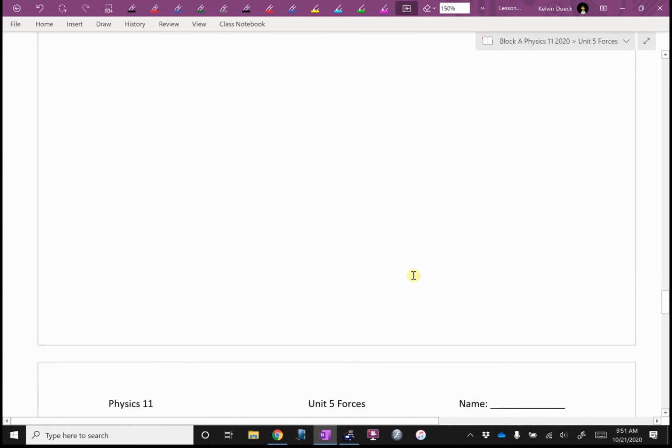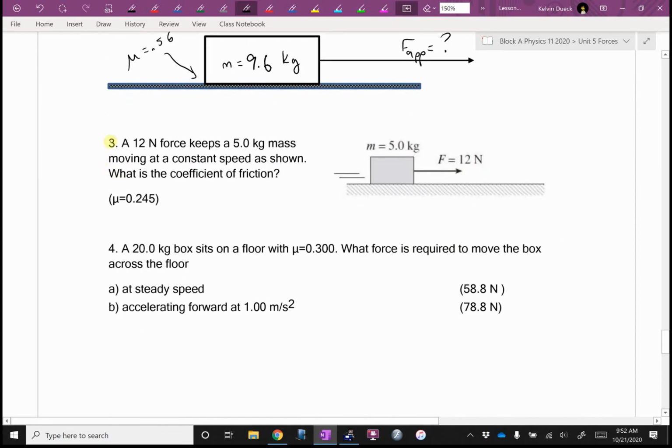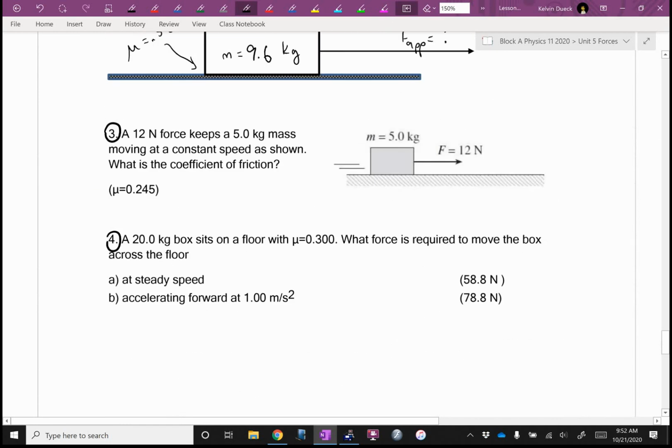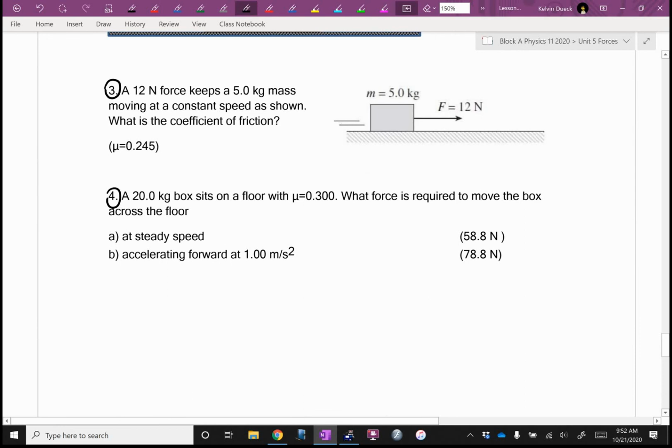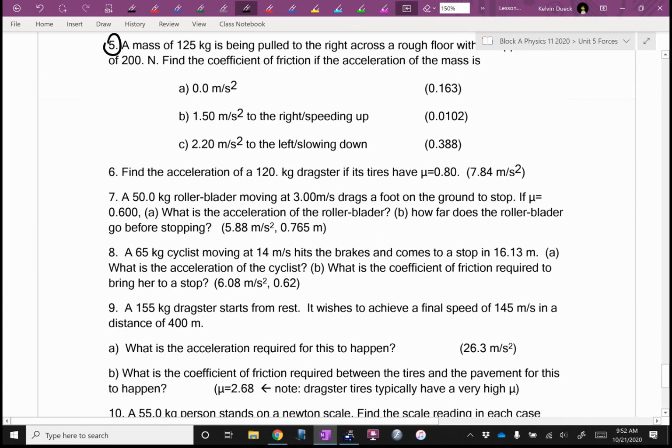Okay? What's your homework? Take home quiz. You can try number 1, number 2, 3, and 4. Sometimes I haven't given you a diagram. That's when I would draw the free body diagram. You might be able to show your work on this sheet, or you might do it on a separate piece of paper. I don't care. 5 is good.